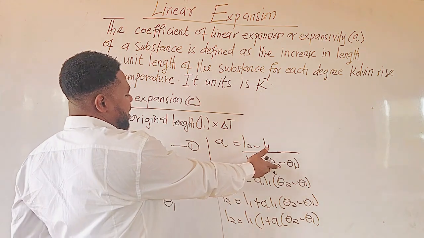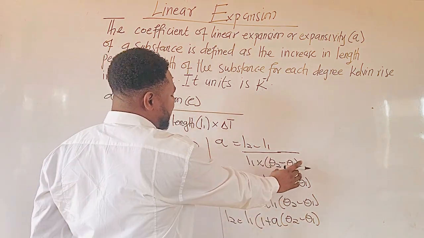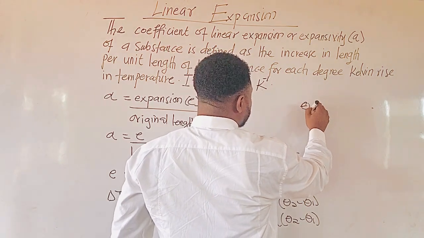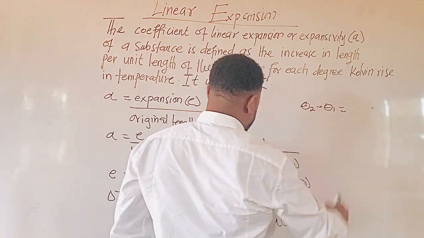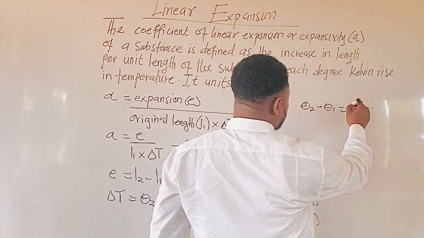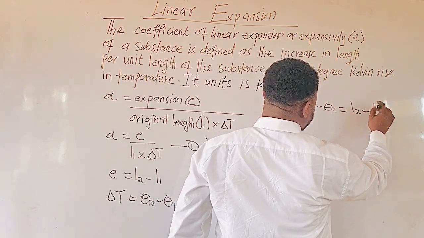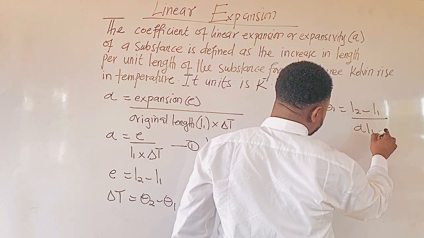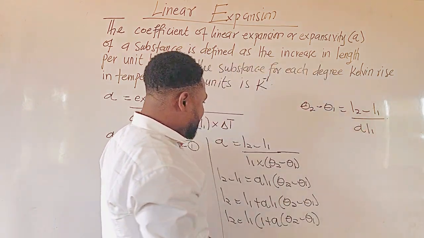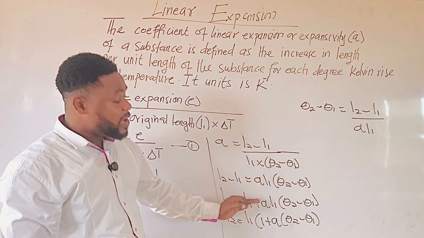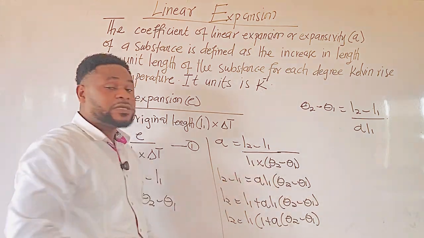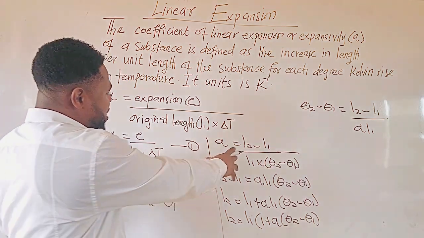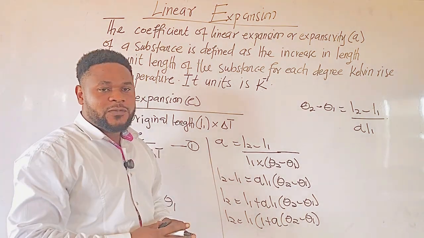Even from this formula, we can also be asked to find change in temperature. So here we can say theta 2 minus theta 1 should be equal to L2 minus L1, all divided by alpha multiplying L1. Don't forget that we can be asked to find any of these quantities in this formula. In our next video, we are going to see how we can use these formulas to solve questions.